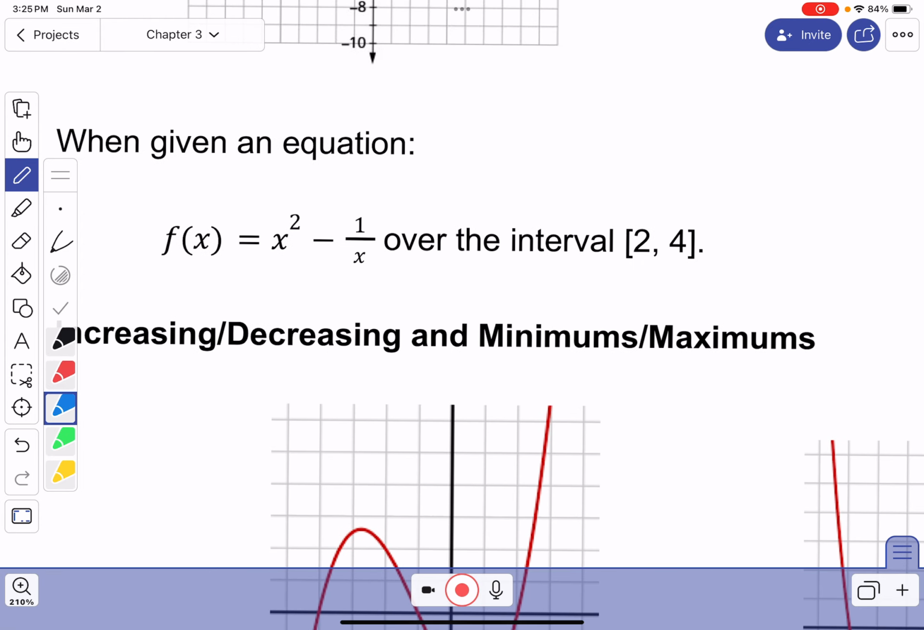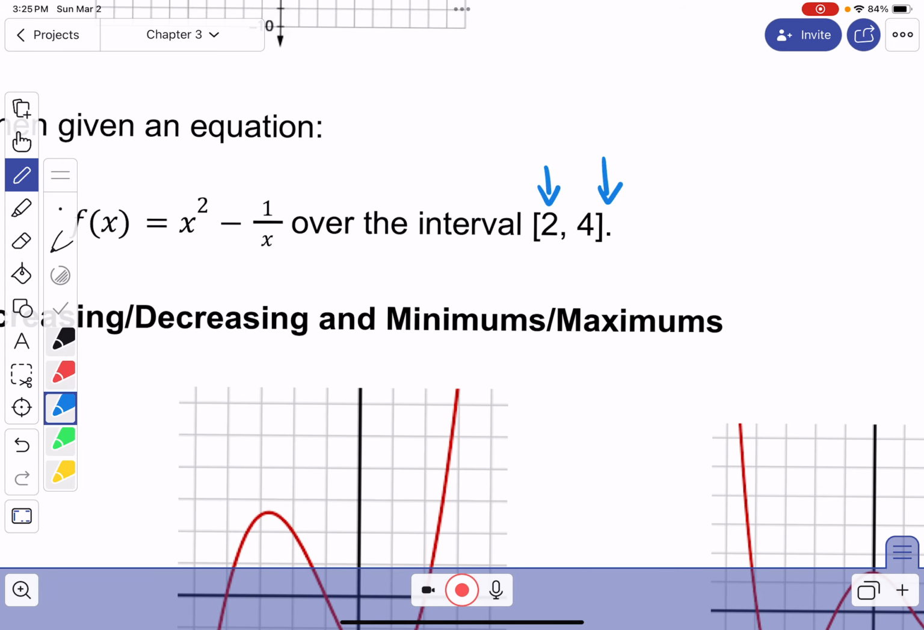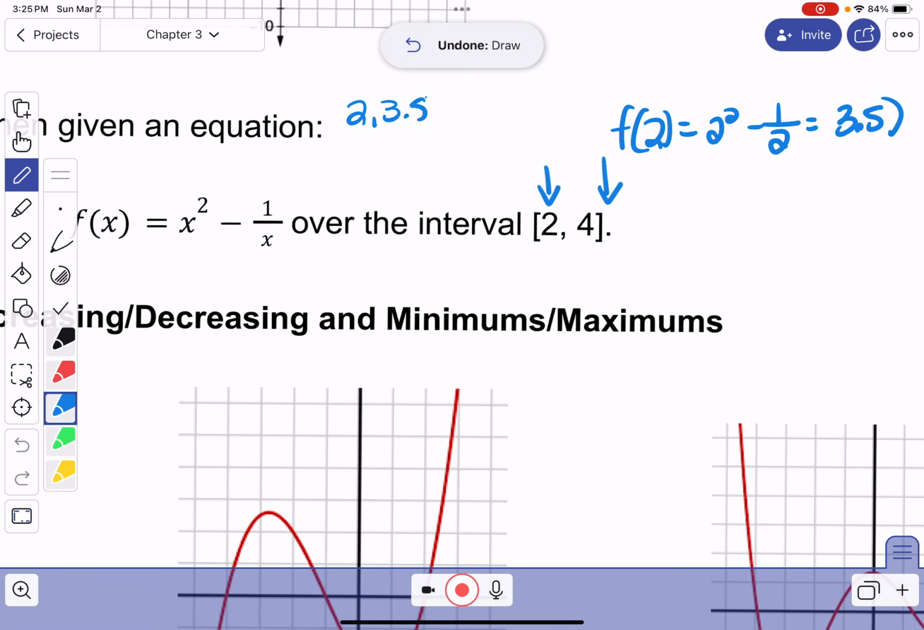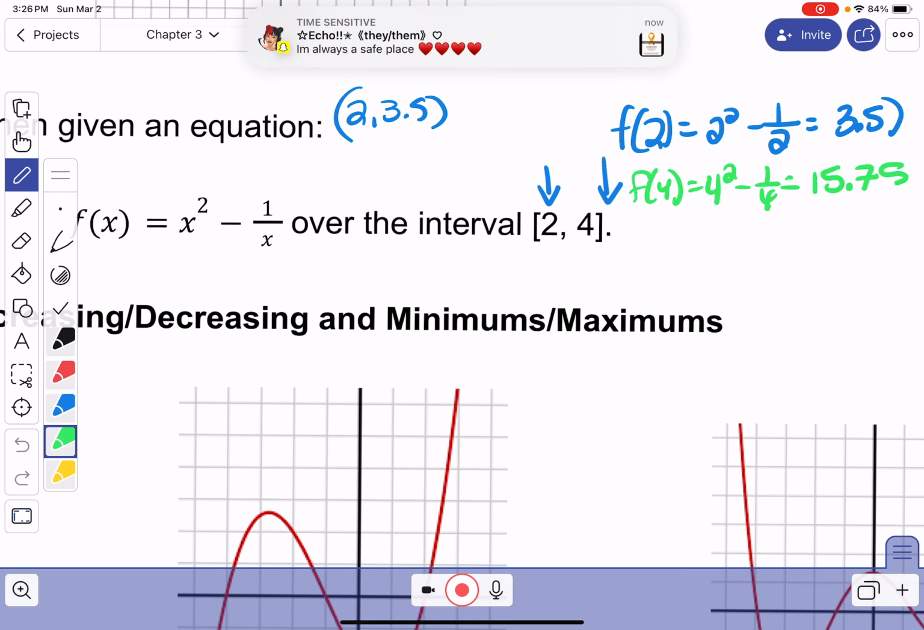Same idea if you're given an equation, you're just going to plug in those values to find the points and then subtract. So if I plug in 2, f of 2 is 2 squared minus 1 over 2, which would be 4 minus a half, or 3.5. So that's going to be one of our points, 2, 3.5. Then we plug in 4. So 4 squared is 16. Minus 1/4 is 15.75. So that's going to give us the other point.